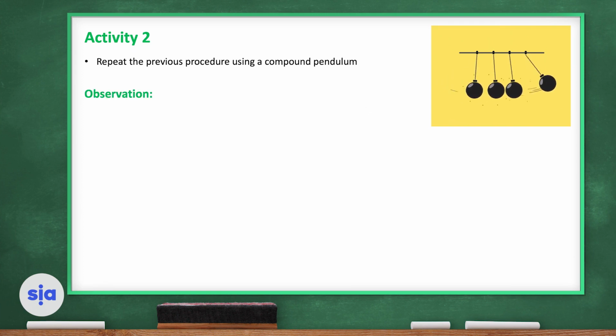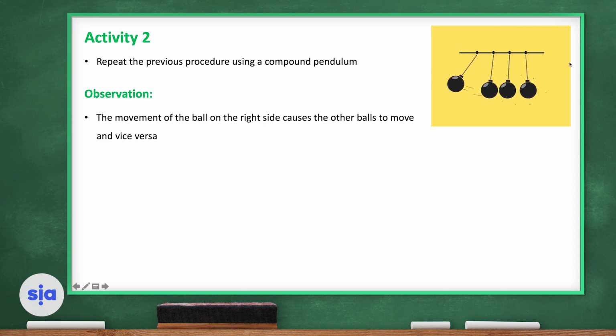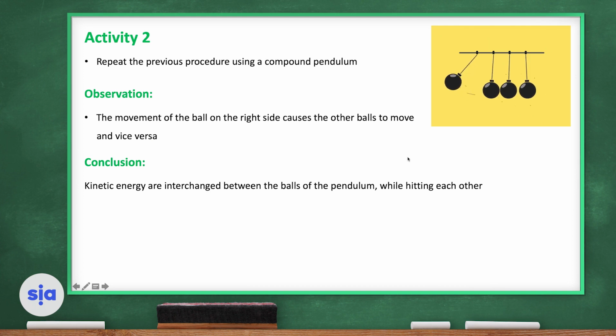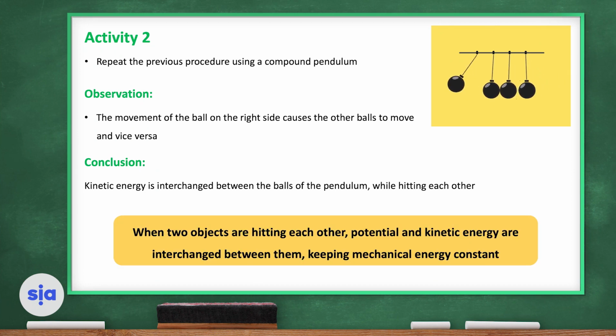What is your observation? The movement of the ball on the right side causes the other balls to move, and then the movement of the ball on the left side causes the other balls to move, and so on. The right will move, moving the others, then the left will move, moving the others. Right, left, right, left. The conclusion is kinetic energy is interchanged between the balls of the pendulum while hitting each other. When two objects are hitting each other, potential and kinetic energy are interchanged between them, keeping mechanical energy constant.